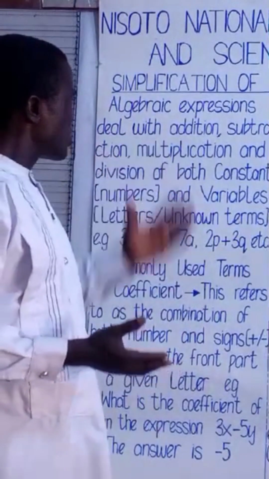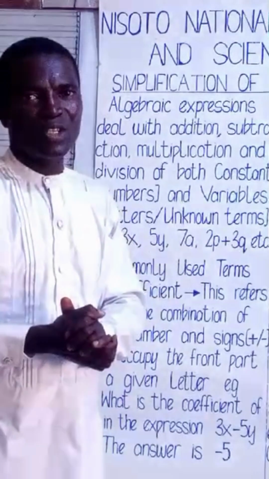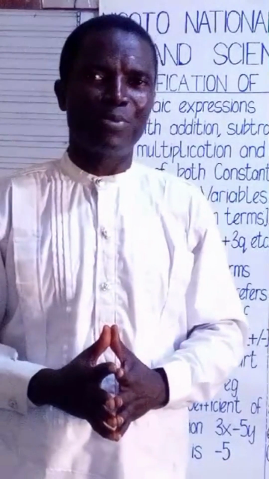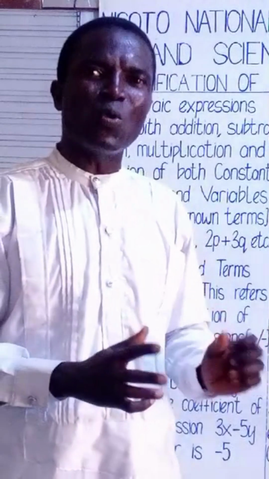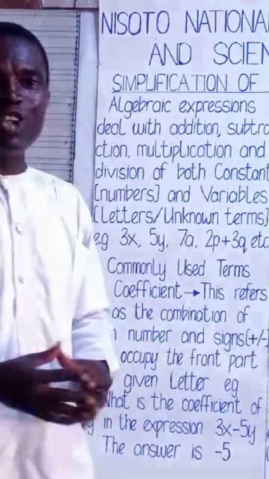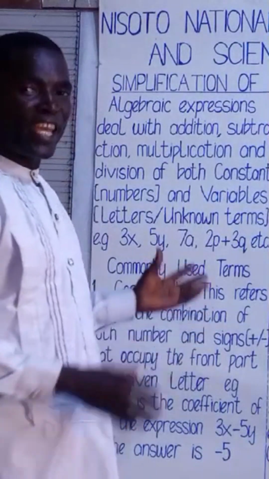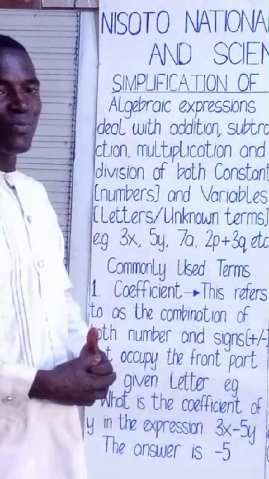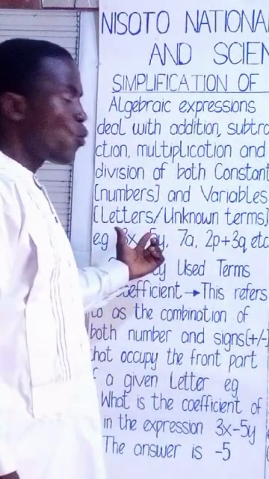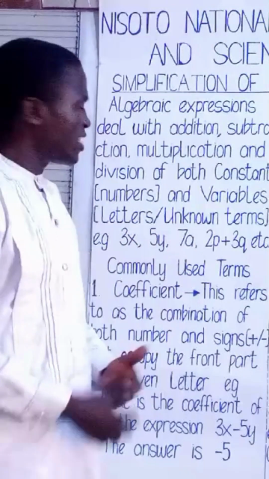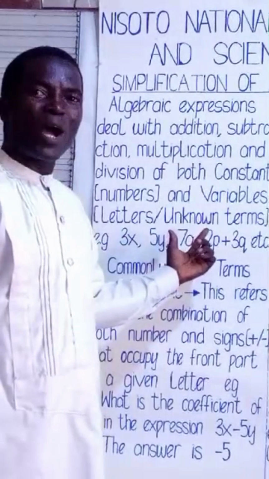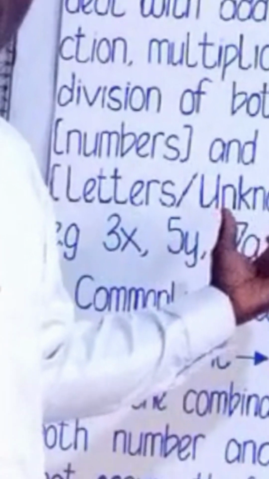We said that algebraic expression deals with addition, subtraction, multiplication, and division of constants and variables. Constants are referred to as the numbers, while variables are referred to as the letters or the unknown terms. I gave us the example of 3x. 3 is the constant, while x is the variable. 5y: 5 is the constant, while y is the variable. 7a: 7 is the constant, while a is the variable or unknown term.